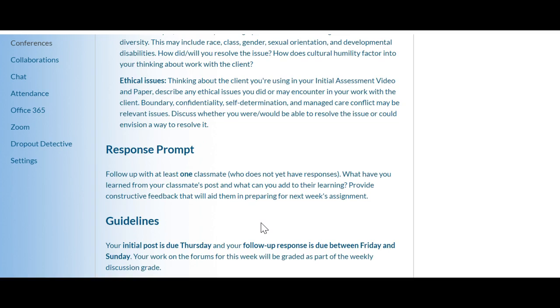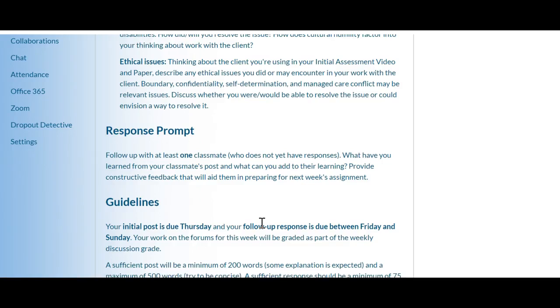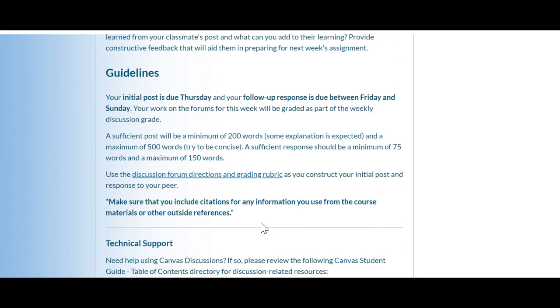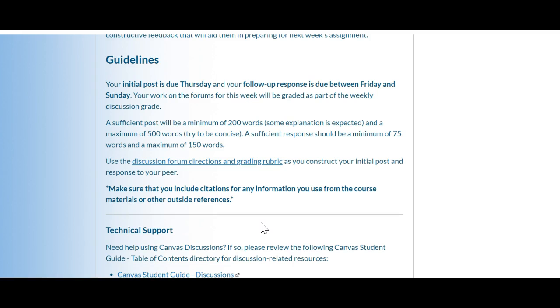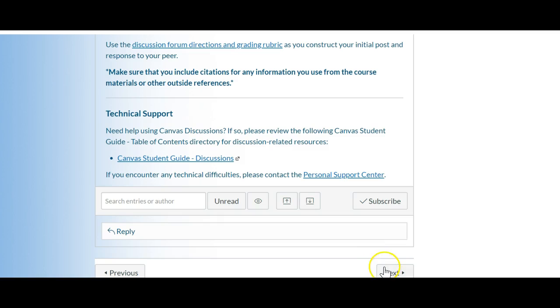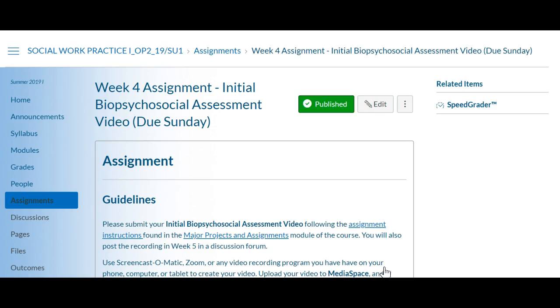And then in your response prompt, you'll follow up with one classmate. What have you learned from their post and what could you add to their learning? Provide constructive feedback that will aid them in preparing for next week's assignments. Same instructions for all of your discussion forums henceforth.